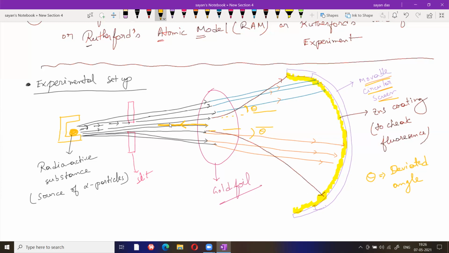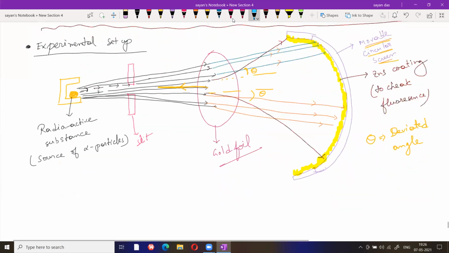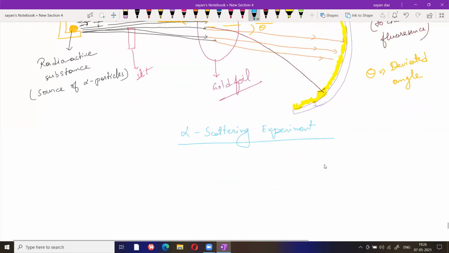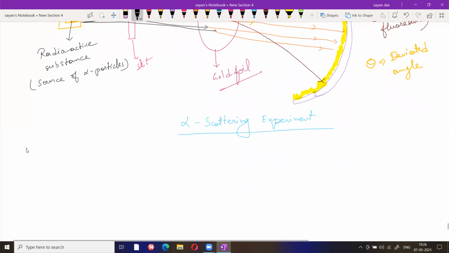Any doubt regarding this part? Do you have any doubt regarding this drawing and any doubt regarding the experiment? Tell me. No, sir. Okay. And this experiment is also known as the alpha scattering experiment. So what are the observations? In this case, what are the observations? Just write down the observations also.